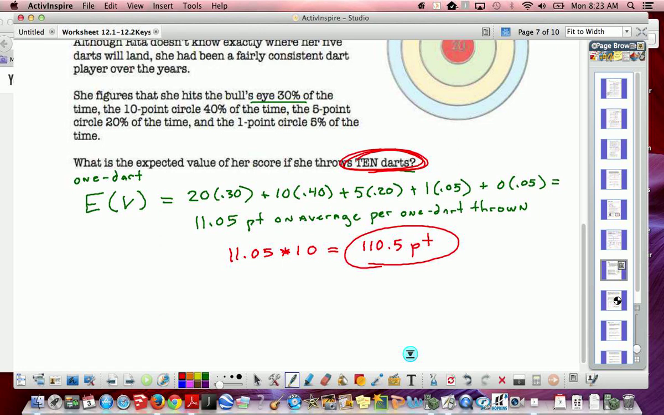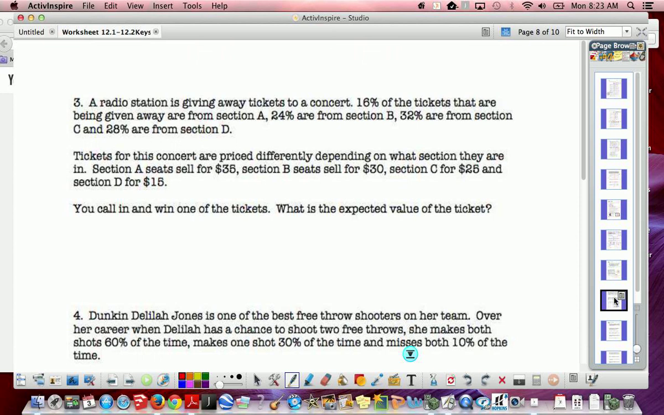All right, turn to the back side. A few more expected values. Number 3, love this one.